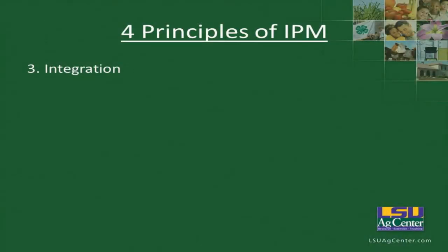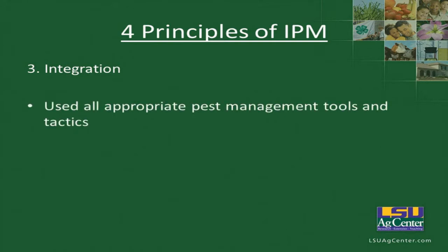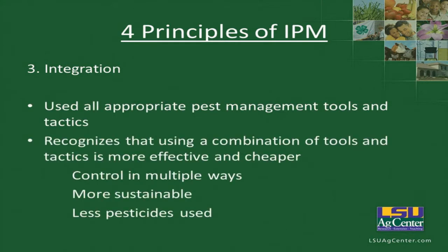We talk about integration. Once again, there need to be several different types of tactics used. We're not just going to use insecticides by themselves. We're going to use all appropriate pest management tools and tactics. And this recognizes that using a combination of tools and tactics is more effective and cheaper than just using one tactic by itself. We use multiple ways to control. This is more sustainable and eventually leads to fewer insecticides being used.